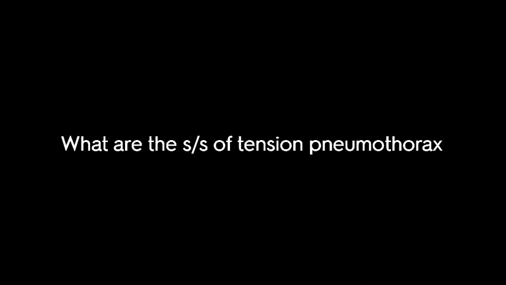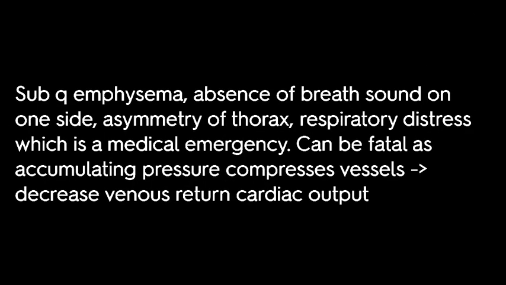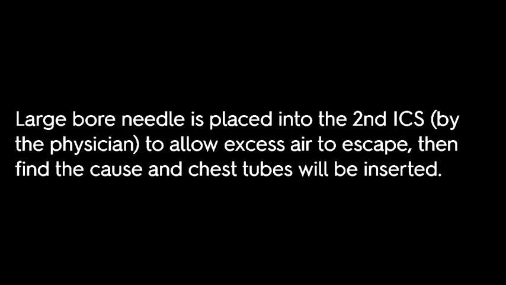What are the S/S of tension pneumothorax? Sub-Q emphysema, absence of breath sounds on one side, asymmetry of thorax, respiratory distress which is a medical emergency, can be fatal as accumulating pressure compresses vessels, decreased venous return, decreased cardiac output. What is the treatment of tension pneumothorax? A large bore needle is placed into the second ICS to allow excess air to escape, then find the cause and chest tubes will be inserted.